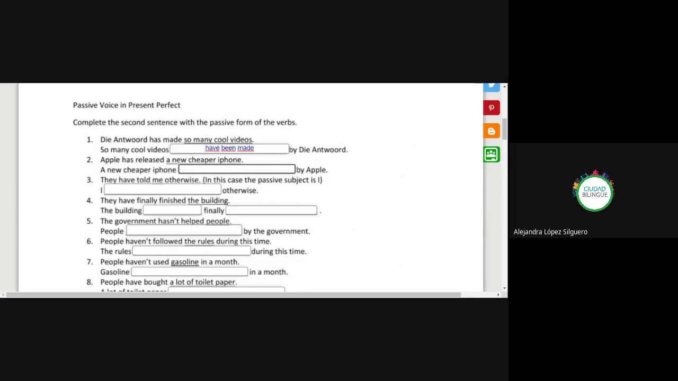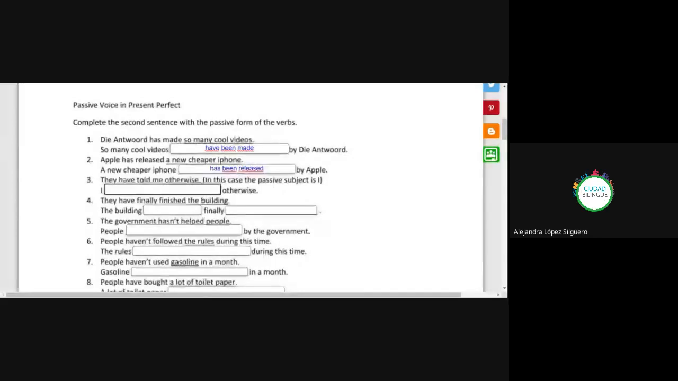Number 2. We have an active. Apple has released a new cheaper iPhone. A new cheaper iPhone. And we have in passive a new cheaper iPhone by Apple. What do you think? Have or has? Has. Has been released, right? A new cheaper iPhone has been released by Apple.